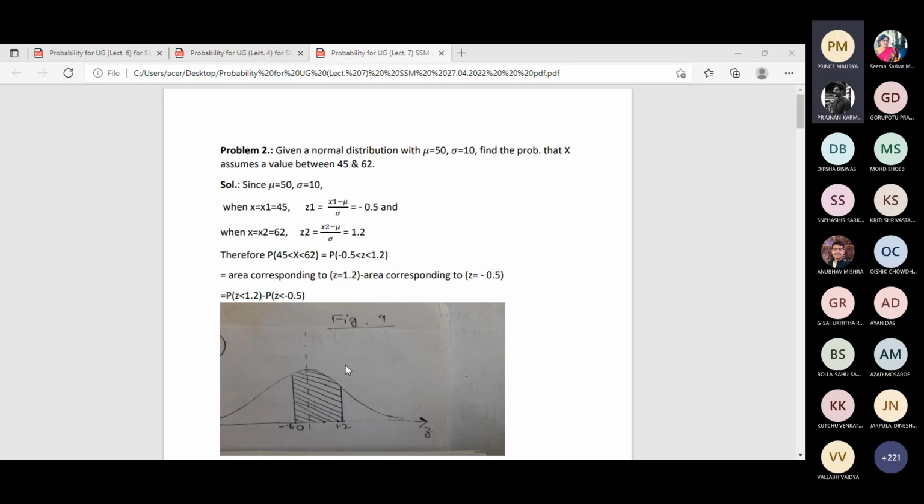Yes, ma'am. And ma'am, will all the transformed normal distribution curves superimpose? What is your question? My question is that any kind of normal distribution curve, we are transforming it in the form of z. After the transform in the form of z, will all the transformed curves superimpose with one another?